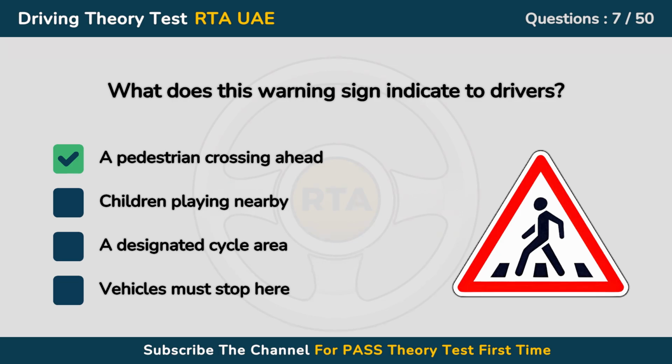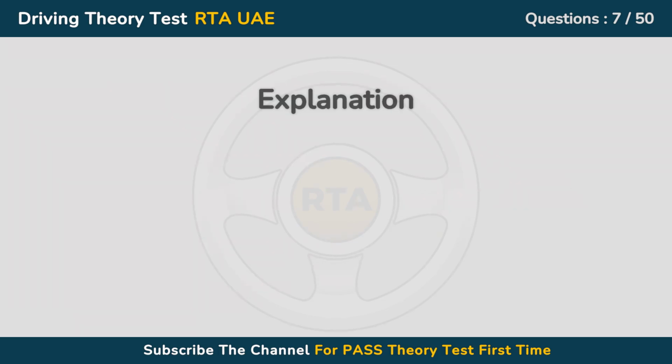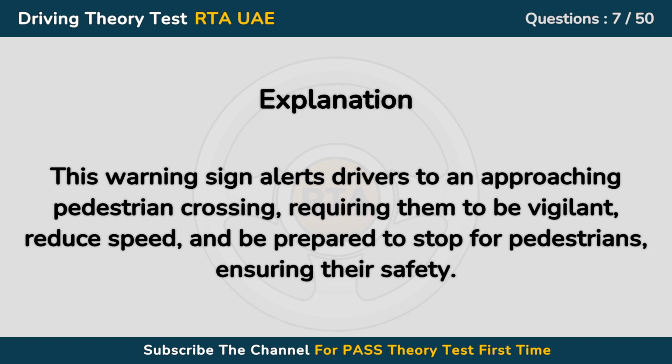Answer is A. A pedestrian crossing ahead. This warning sign alerts drivers to an approaching pedestrian crossing, requiring them to be vigilant, reduce speed, and be prepared to stop for pedestrians, ensuring their safety.